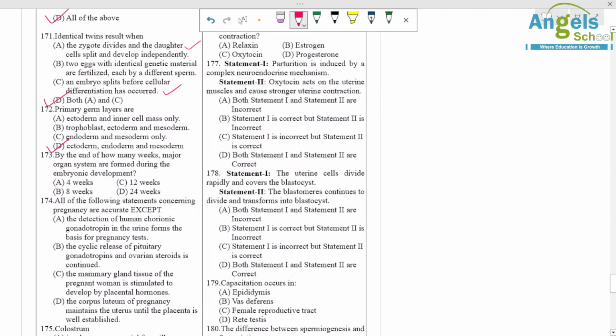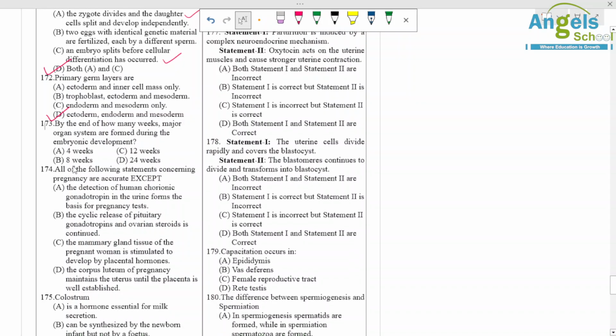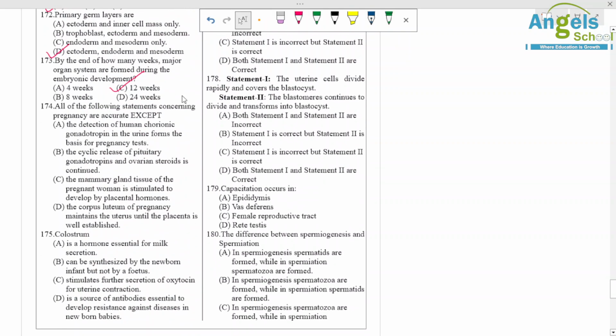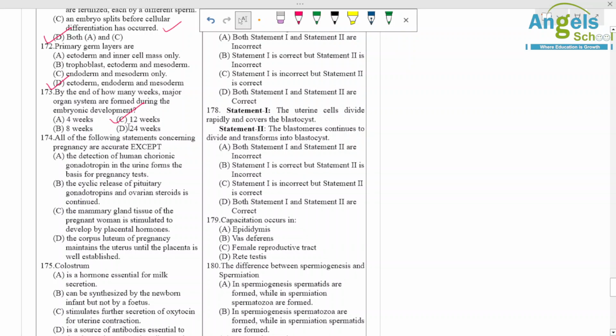Question number 173. By end of how many weeks major organ systems are formed during the embryonic development? So ये फर्स्ट ट्राइमेस्टर में ही हो जाएगा, तो वीक्स दिया है यहाँ पे, तो 12 वीक्स होगा. ओके, 3 मंथ और 12 वीक बोथ आर करेक्ट, बट यहाँ पे वीक्स है तो यू हैव टू चूज 12 वीक्स.